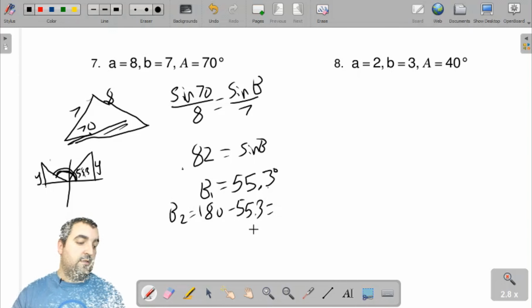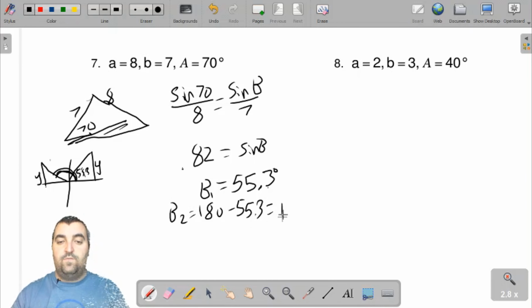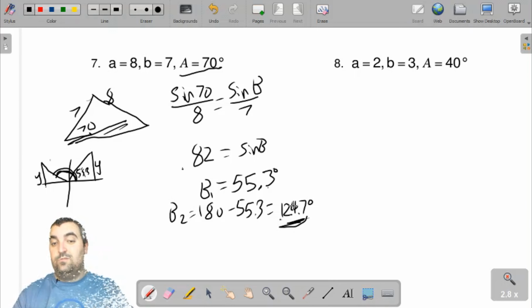When you do that, you get the 124.7 degrees. However, if we remember what's given to us, 70 degrees and 124 degrees cannot make another triangle. So, yes, this is a correct angle for B, but for this triangle, it doesn't work. So we only have the one triangle, and we can solve for the rest.